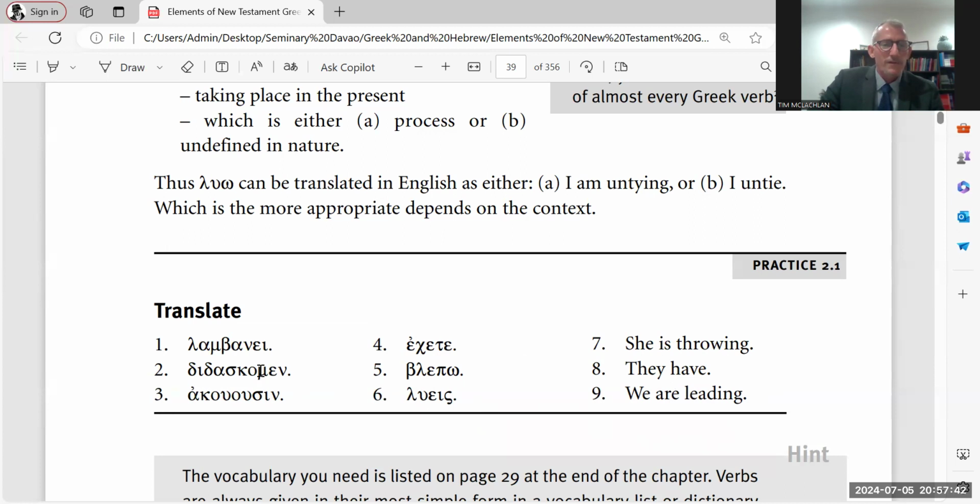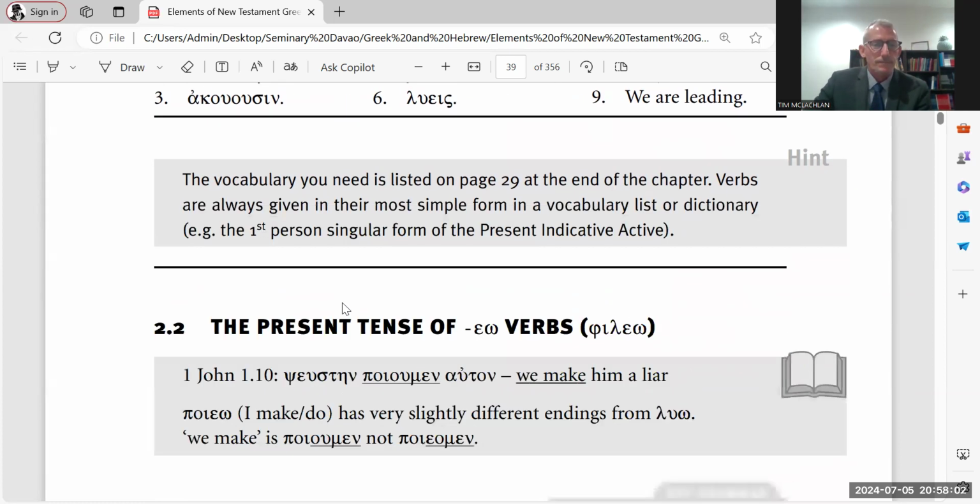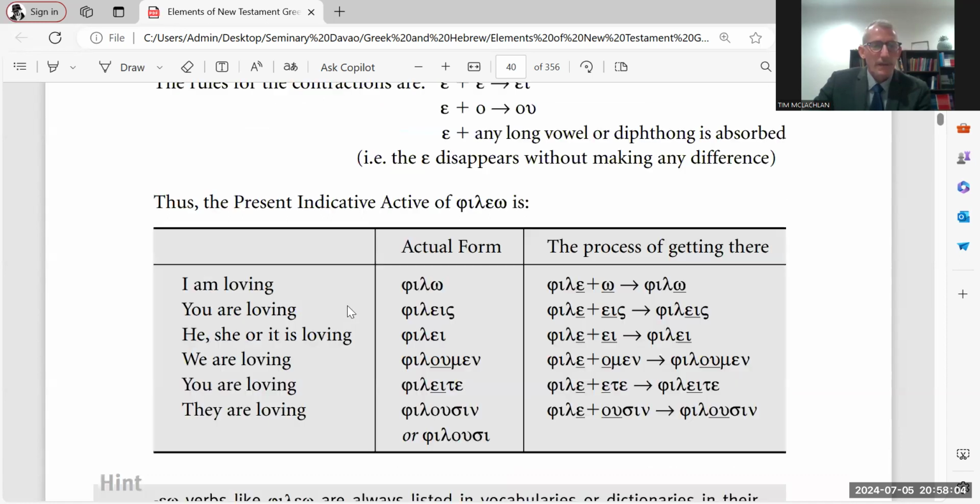I guess a memory device to remember that we, as the second person plural, is like "men". So if you had a whole lot of men, that's plural anyway, so "omen". So we are leading as argo-men with the omicron there. Okay, so hopefully you can see how you're translating things now. So that was that section there.